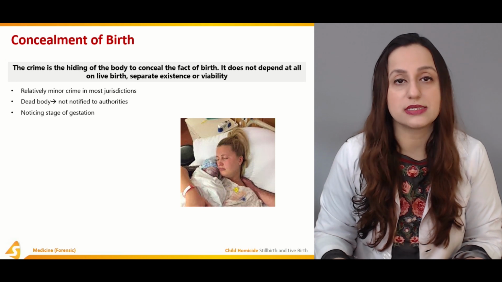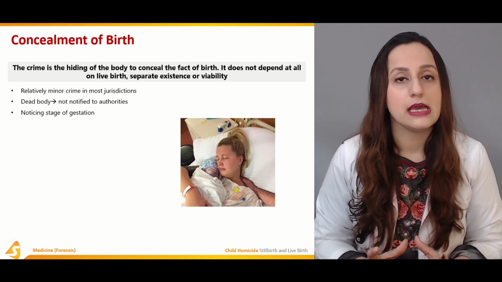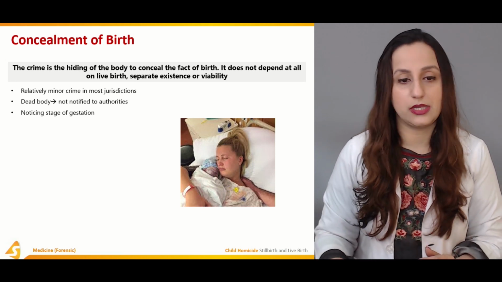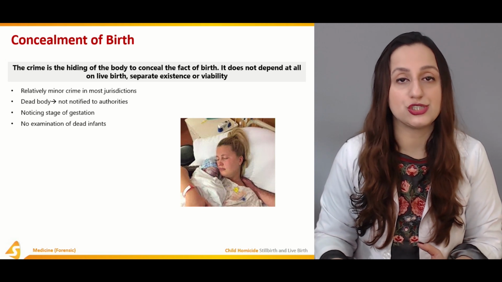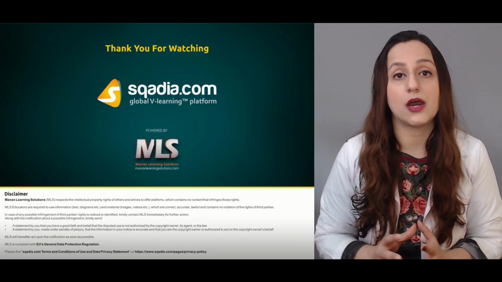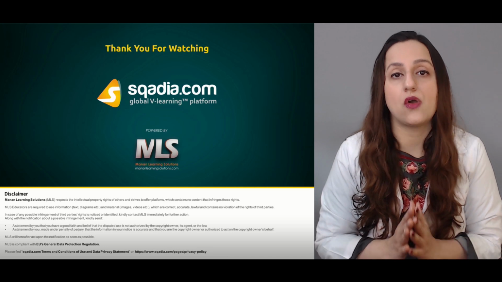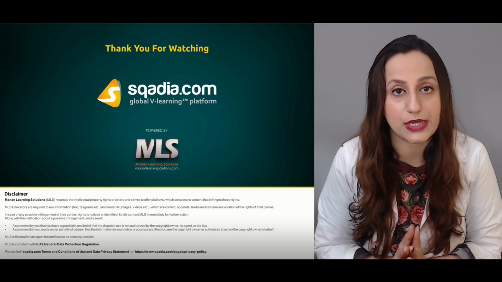Calculating the stage of gestation is again very important over here. And no examination of the dead infants is carried out whenever the concealment of the dead births or the live births is carried out.